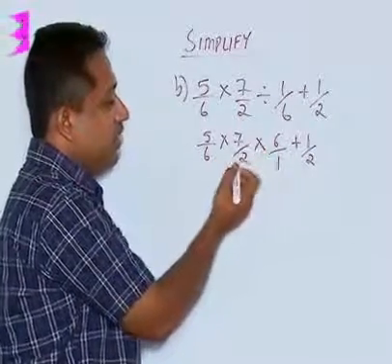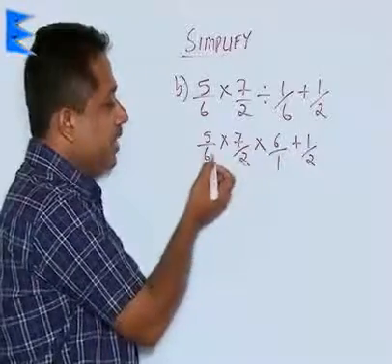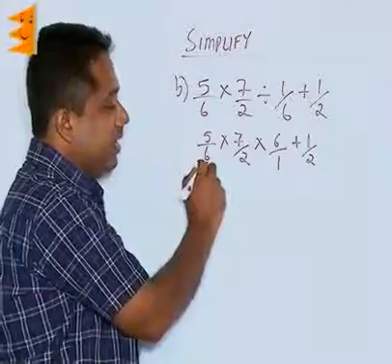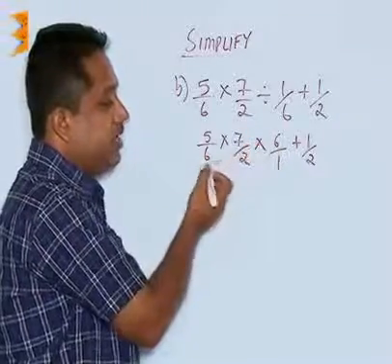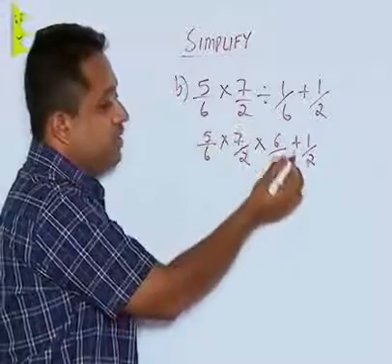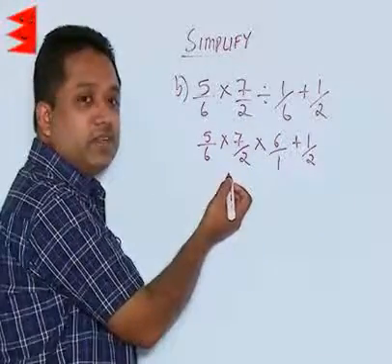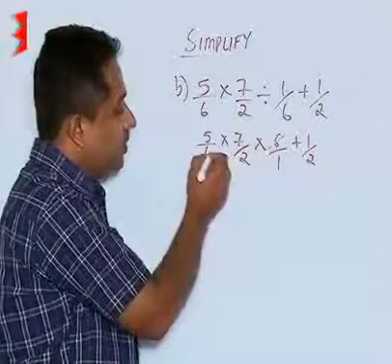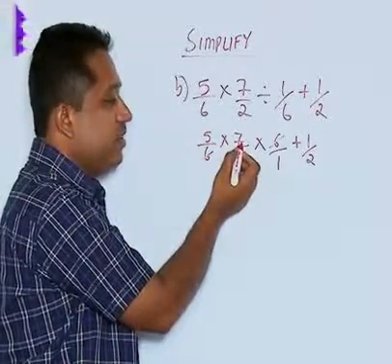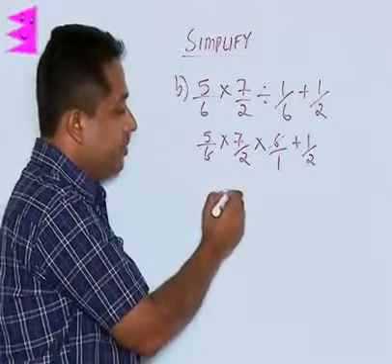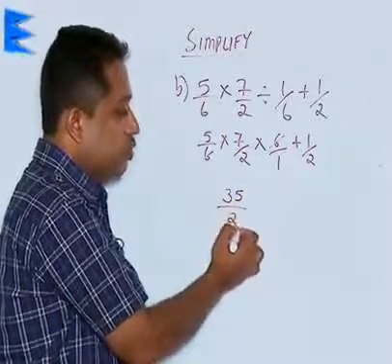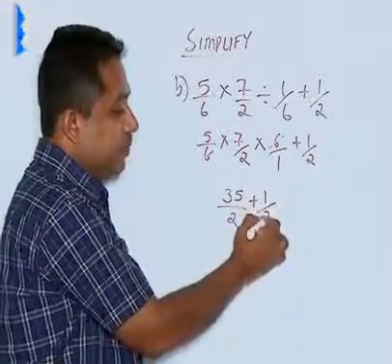So here we can find that 6 is there in the numerator and denominator. So before multiplication, it's a good idea, if there are common terms, to cancel them, so that the process of solving or simplifying this becomes easier. So here we can cancel out the 6. So what happens is we are left with only 5 and 7 in the numerator. That becomes 35. And here we have 2 into 1. That becomes 2, plus 1 by 2.